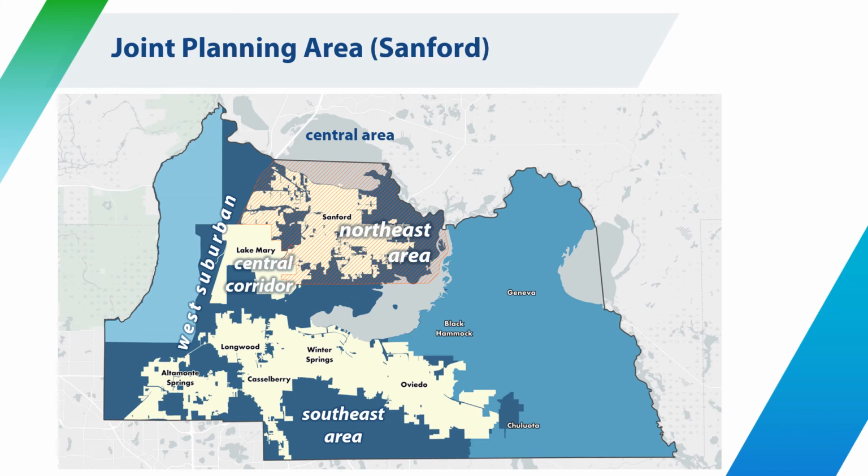It is significant to note that much of the northeast area is governed by a joint planning area agreement between the county and the city of Sanford. The county collaborates with the city on what types of development are appropriate here, as these areas are anticipated to use city utilities and annex into the city boundaries over time.